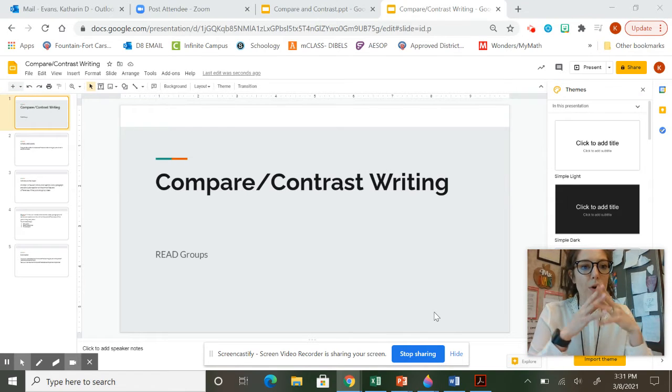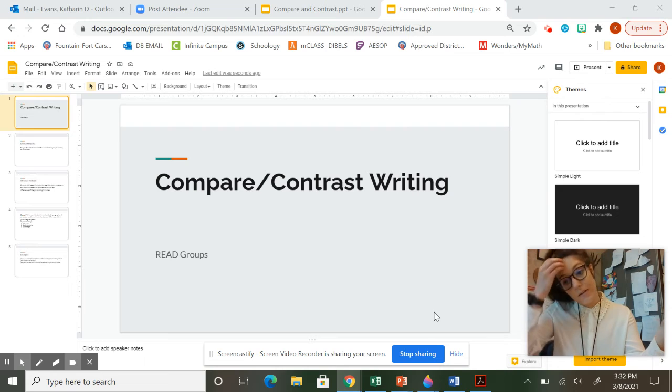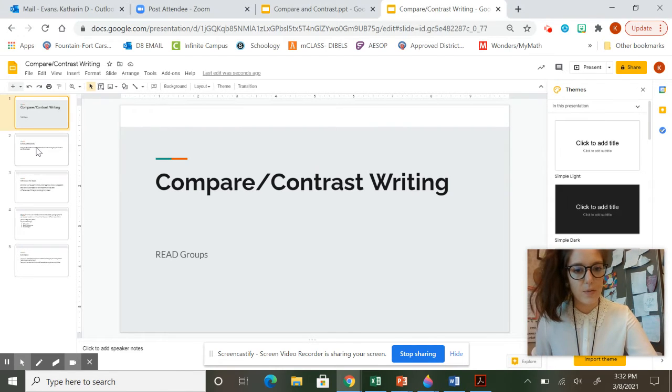Hey you guys, welcome to part 2 of your compare and contrast writing. Yesterday you should have read the passage, answered the questions, and filled out the graphic organizer. If you have not done that, make sure you watch that video from yesterday and finish doing that work now. Okay, so compare and contrast writing day 2.